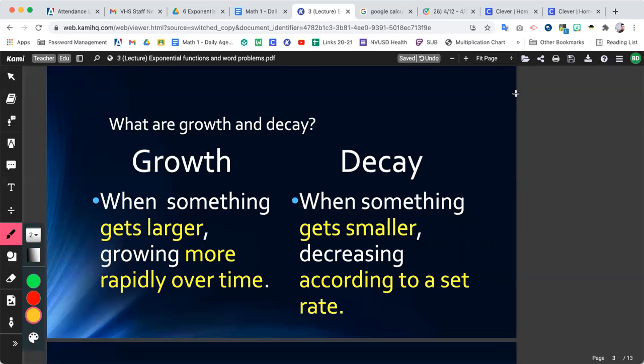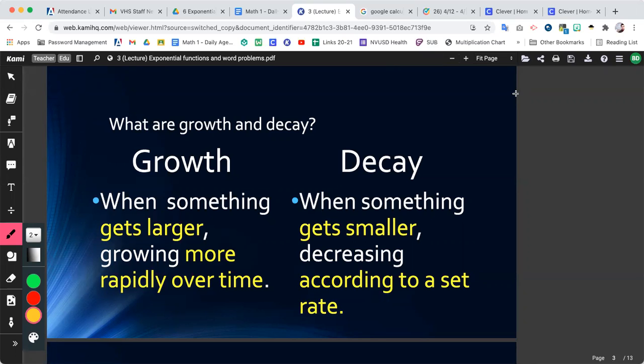The first concept is growth. The second concept is decay. So growth is when over time something gets larger. It's growing more rapidly over time. Decay is the opposite. It's where something's getting smaller. It's decreasing according to a set rate over time.